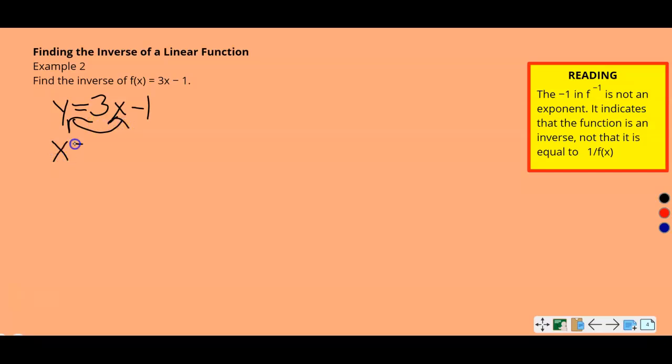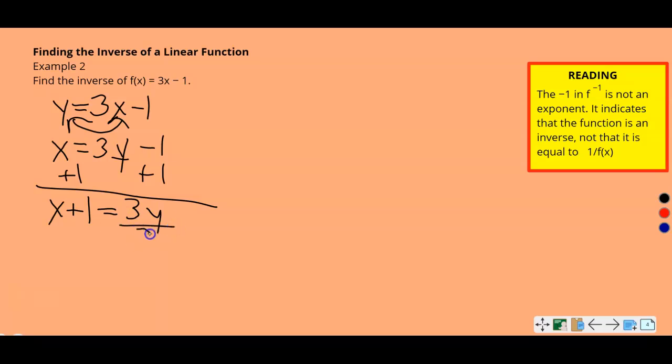So we're going to rewrite this as x equals 3y minus 1, and then we're going to solve for y. So we're going to add 1 to both sides. So we've got x plus 1 equals 3y. Then we divide by 3. And once we solve for that, that becomes our inverse.